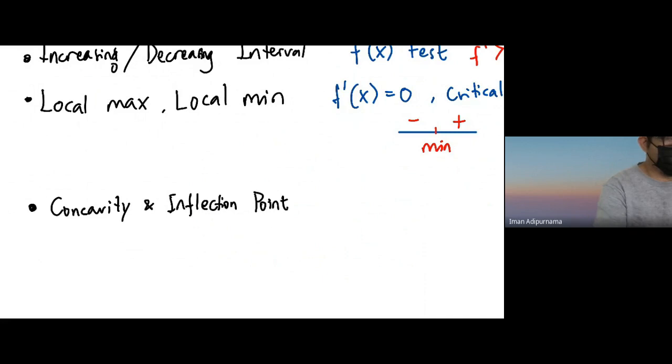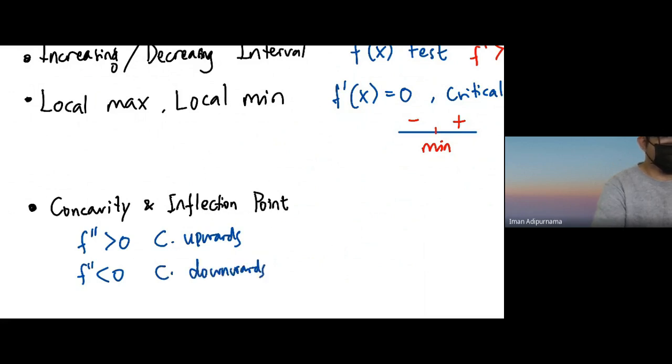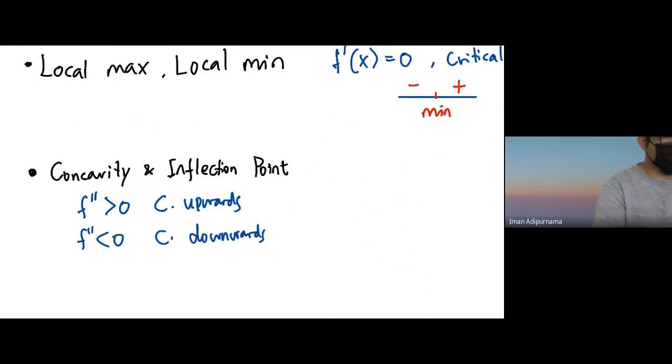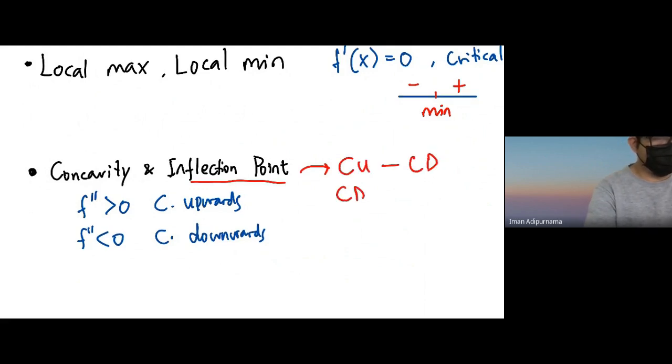Concavity we can check through the second derivative. This will be concave upwards, and this will be concave downward. And if you see any change from concave up to concave down or concave down to concave up, that is an inflection point.